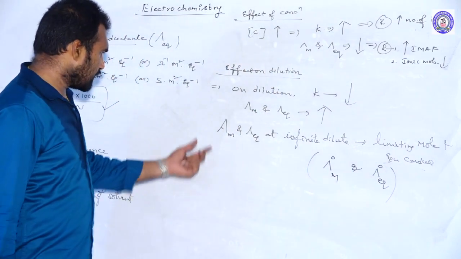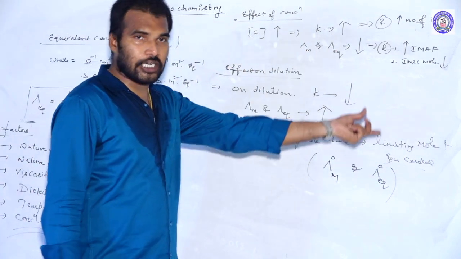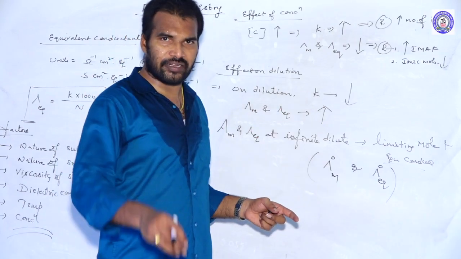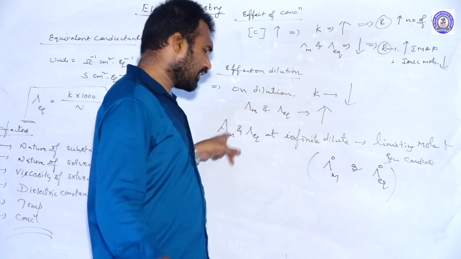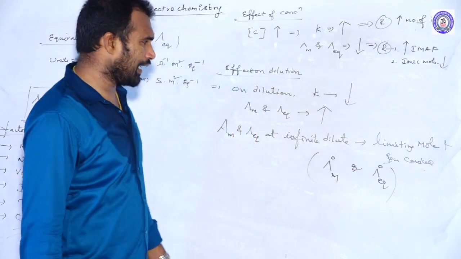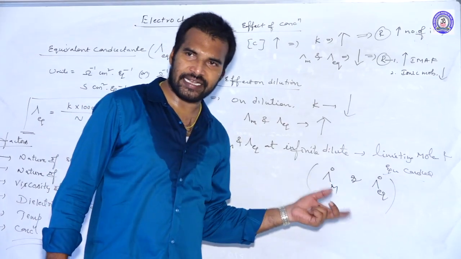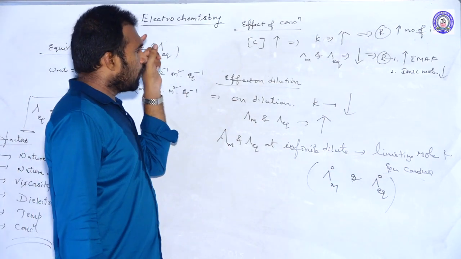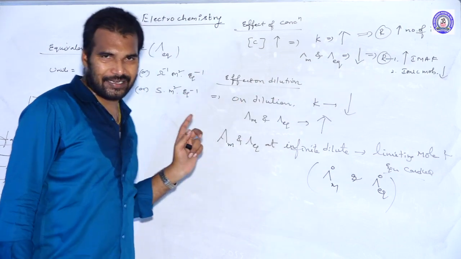The molar conductance or equivalent conductance at infinite dilution will be maximum. At infinite dilution, at a very low concentration, the conductance is maximum, and that conductance we call the limiting molar conductance or limiting equivalent conductance. So this is about the effect of dilution on conductances.